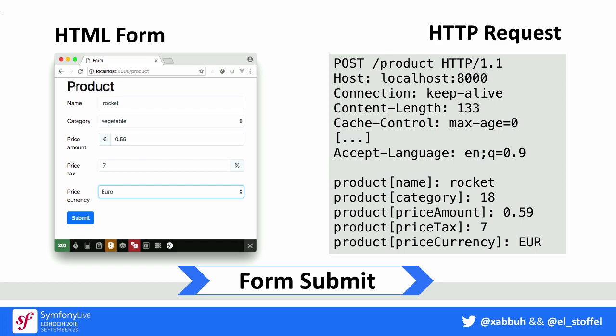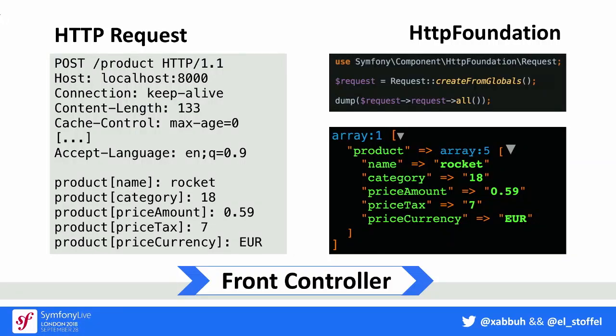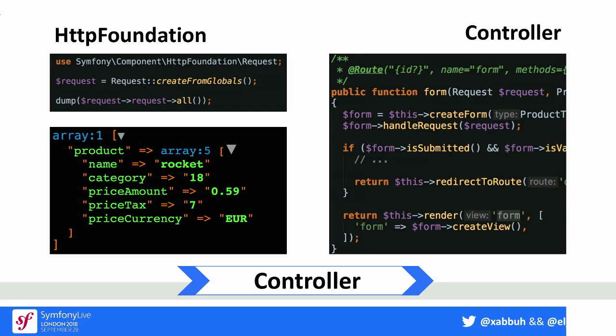So all the data are embedded into the body of the HTTP request. And then our front controller here will transform the incoming data into a request object, which is coming with the HTTP Foundation component, which you all know from the Symfony framework. And such a request looks like this. So the plain data being sent there are transformed into a structured array, and this one is then passed to our controller, as you can see here.